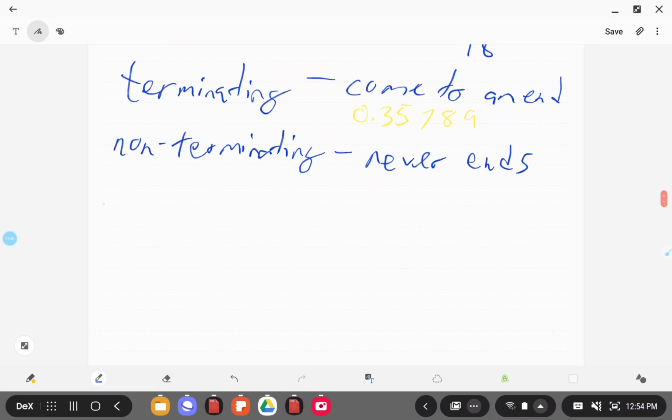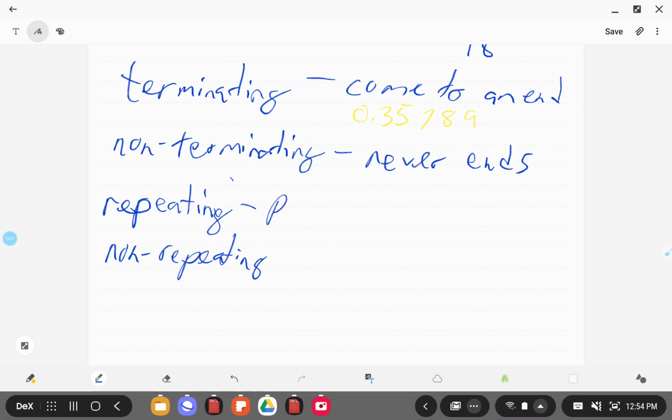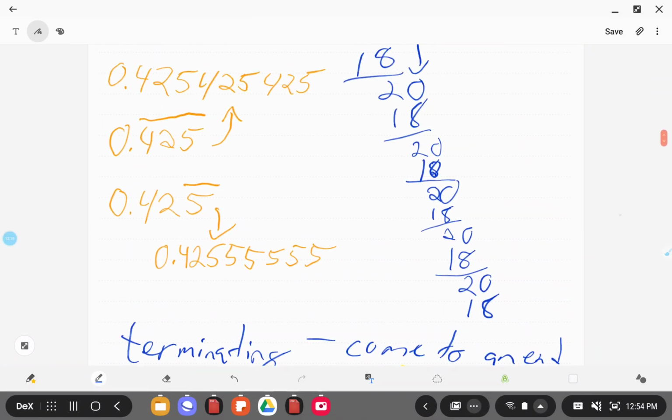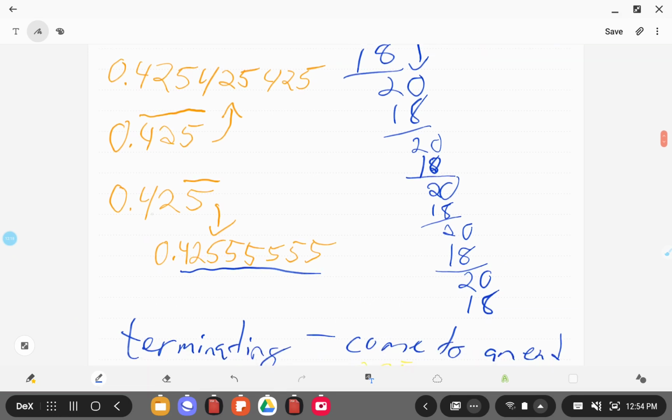Now we had some other vocabulary words. We had repeating versus non-repeating decimals. Repeating means that a part of it just repeats, right? A part repeats with no end. A part repeats forever. You can put this in your own words if you want to. But yeah, it repeats and repeats and repeats. So this would look kind of like the 4255555, right? This would be an example of repeating.